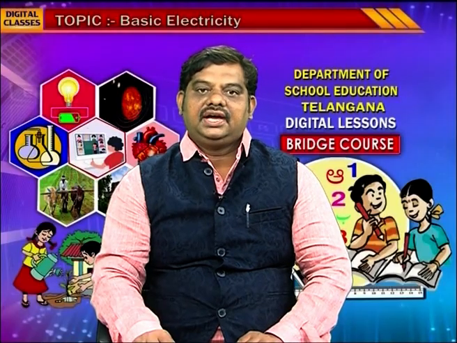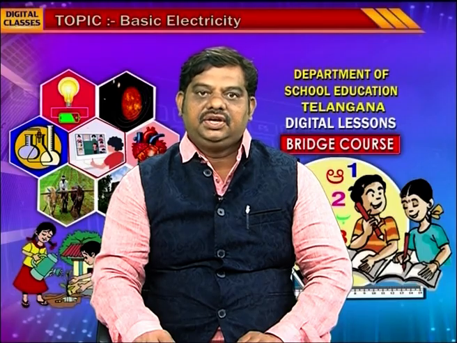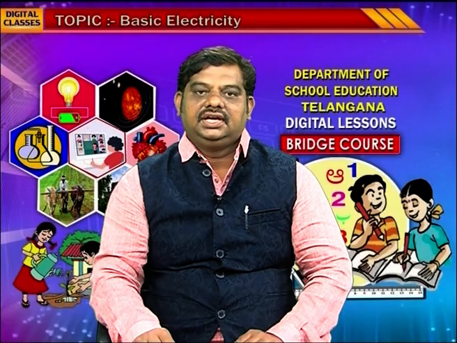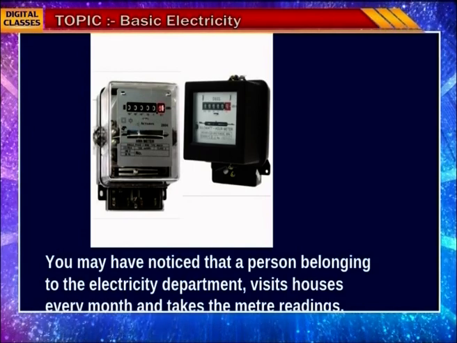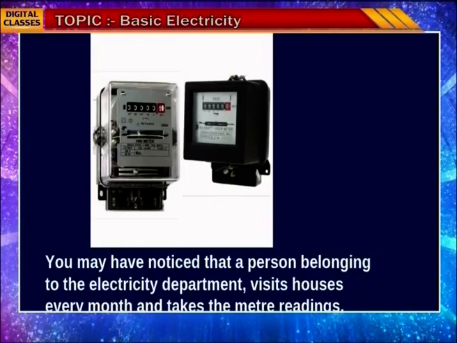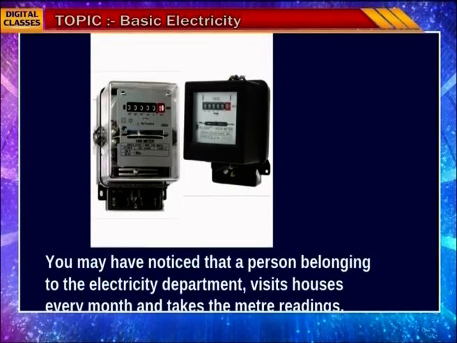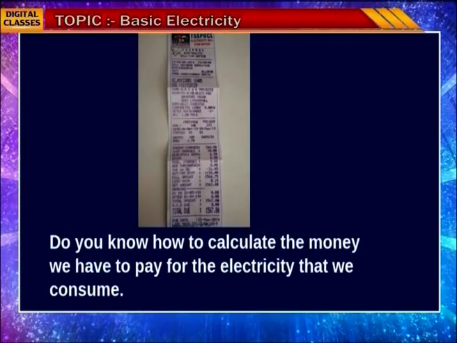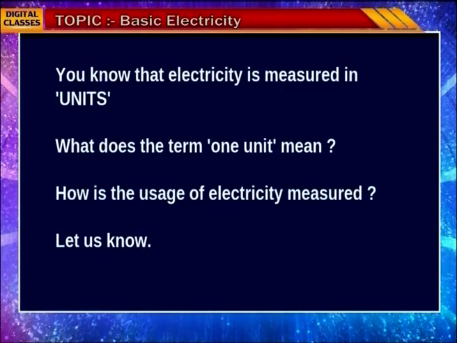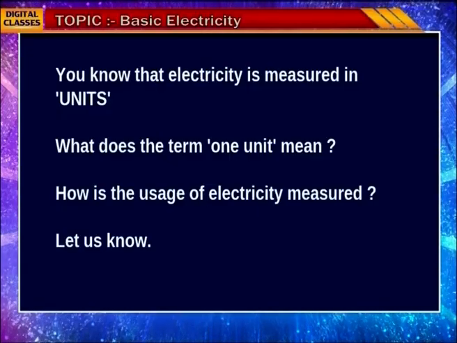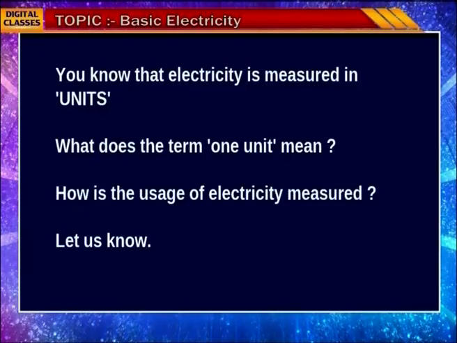Let us know how to calculate the bills for electricity that we use in our house. We can know how much current we use in our house through a meter reading. You may have noticed that a person belonging to the electricity department visits houses every month and makes the meter reading. Do you know how to calculate the money we have to pay for the electricity that we consume? You know that electricity is measured in units. What does the term 1 unit mean? How is the usage of electricity measured?